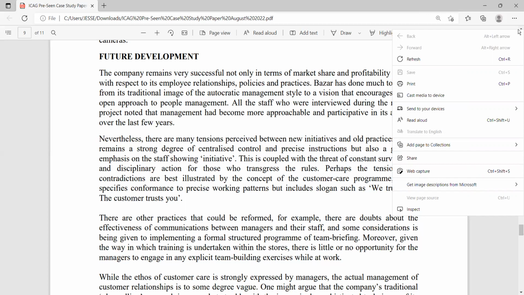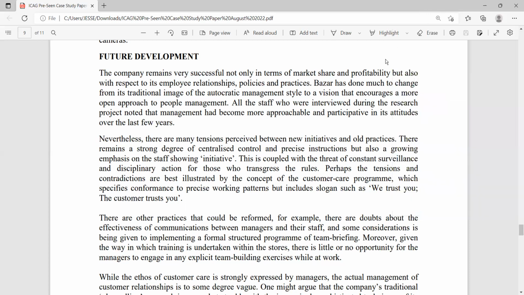Because Bazar Company Limited has gone through some form of changes, it might be good to look at this model. So there's unfreeze, there's movement or change, and there's refreeze. So in the unfreezing process, we look at what needs to change. In this case, it's the autocratic management style that needs to change. It certainly needs to change. So here you begin the process of change.